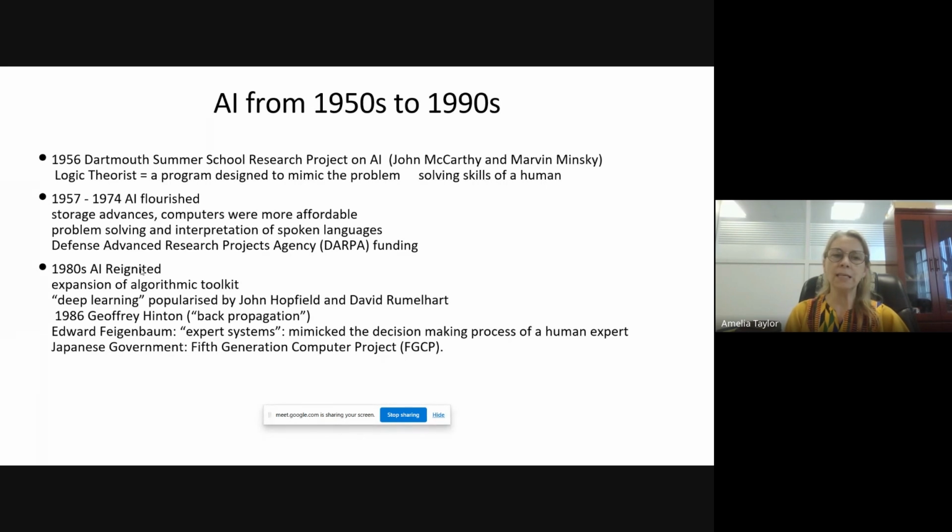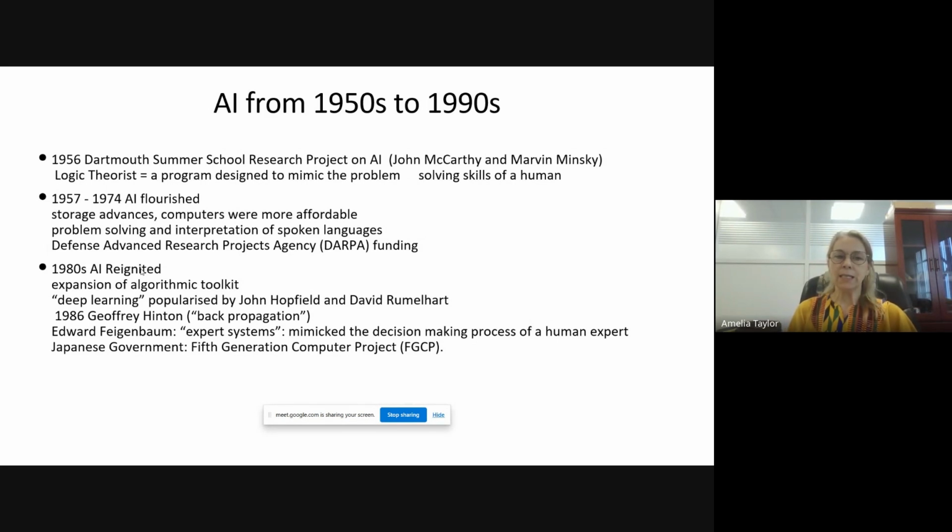So between 1957 and 1974, AI flourished. This was also coupled with advances in hardware. So storage, computers were becoming more affordable. The memory storage was also better than before. There were advances in algorithms for problem solving. And in the US, the government had put a lot of funding into AI.